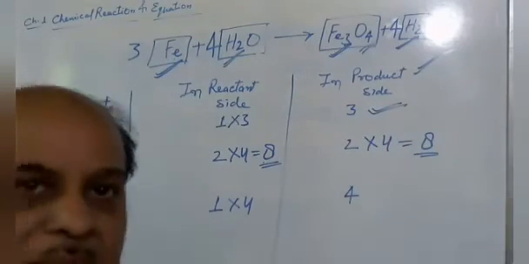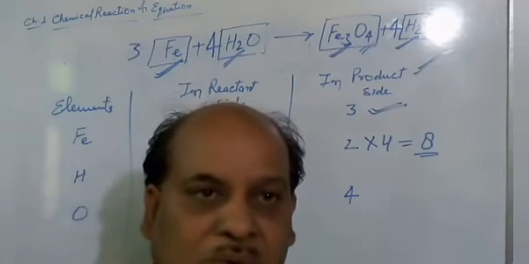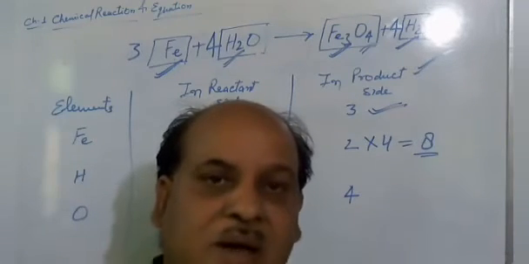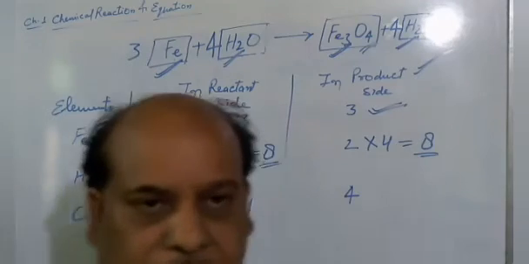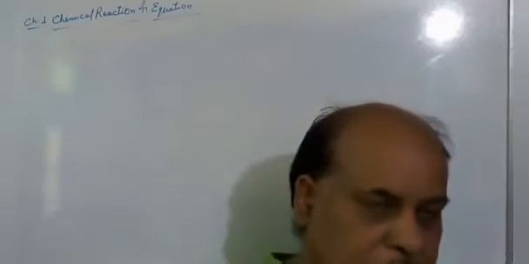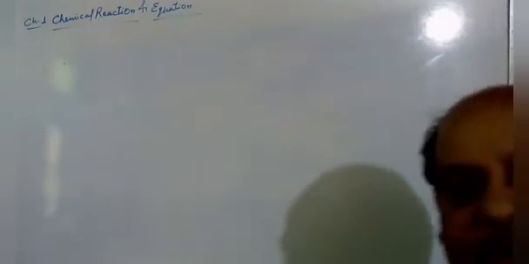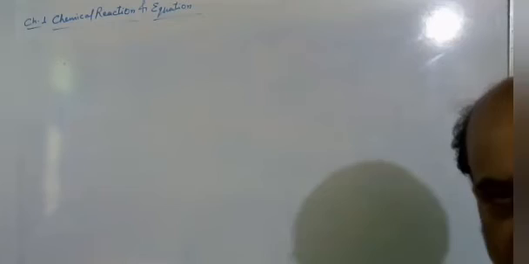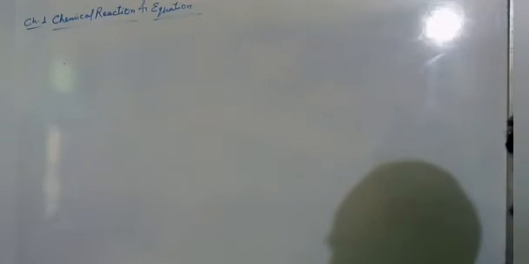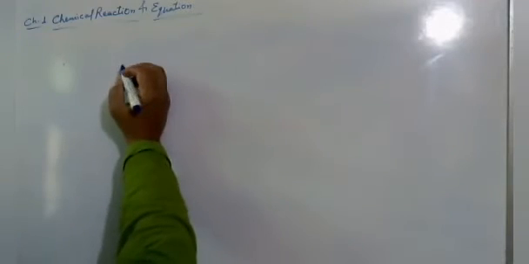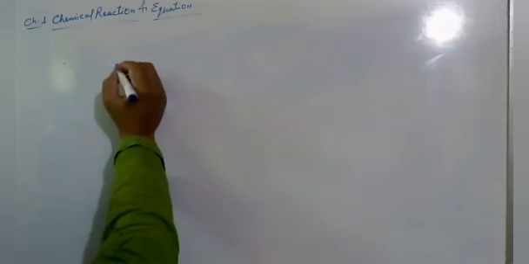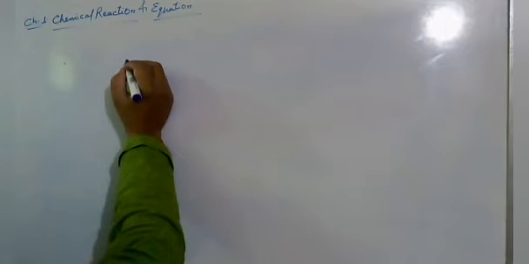Okay, now we will discuss how we can make our equations more informative. Yes students, there are some steps and by adopting these steps we can make our equations more informative. For example, we should write the physical state of all the reactants and products.